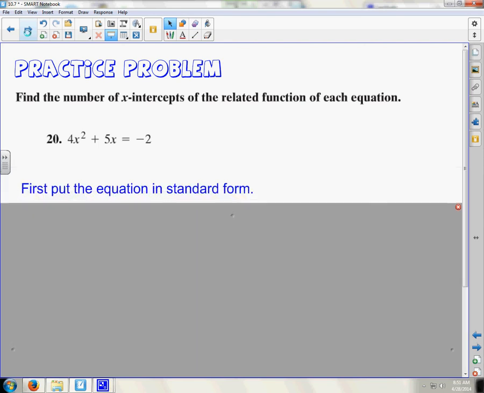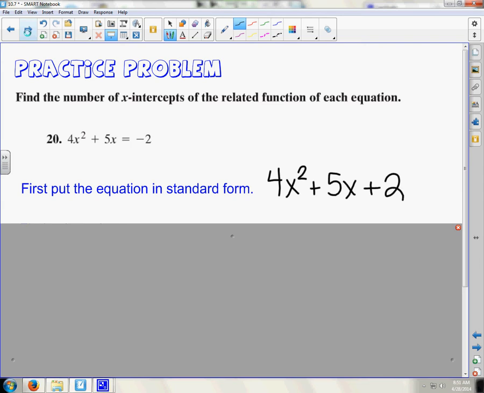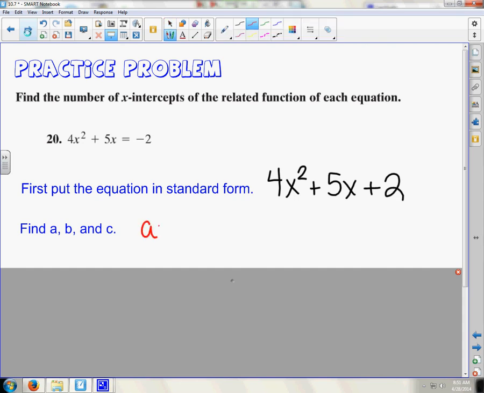Okay, so first you have to put the equation in standard form. So hopefully you did this. 4x squared plus 5x plus 2. That's standard form. Then I'm going to find A, B, and C. A equals 4, B equals 5, C equals 2.